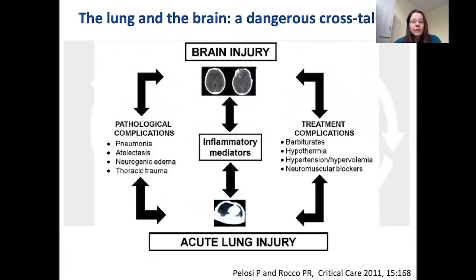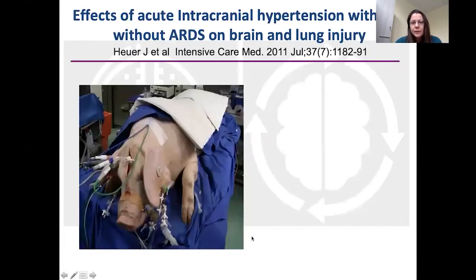Also, our therapies can be detrimental for both the brain and the lung. In fact, when we treat, for example, intracranial hypertension, we can use drugs like the barbiturates, we can give the patients hypothermia, we can cause hypertension and hypervolemia, and these can further damage acute lung injury. And per se, brain injured patients are patients who have a higher risk of pulmonary complications such as pneumonia, VAP, neurogenic pulmonary edema, thoracic trauma, etc. So it's a sort of very difficult and complicated situation.